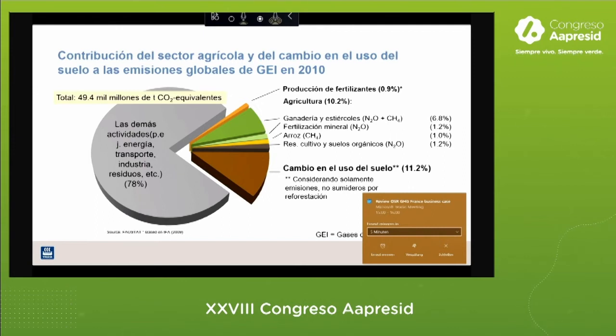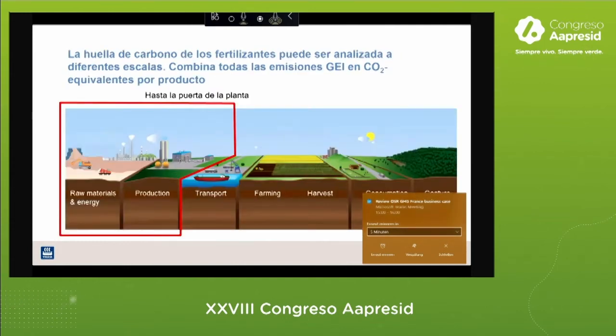Then the second big part in this sector of land use and agriculture is the change of land cover, so mainly deforestation. So the change from forest to grassland or from grassland to arable land leads to a loss of carbon, and this is behind the 11.2% that you can see here. So we can see that agriculture has a significant share in the emissions, and that's why it is also part of the discussions around the Paris agreements and all these political contexts.